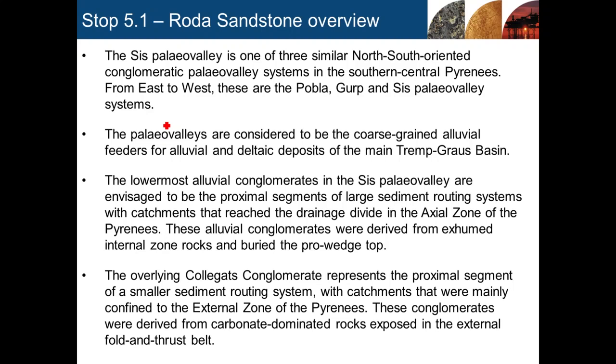Okay, there's an overlying unit, the Colligats conglomerates, which overlies the Cis conglomerate, and that has a clast composition which indicates that it was sourced from the external zone of the Pyrenees. So we're not seeing metamorphic rocks, for example. We're seeing basically reworking of some of the Cretaceous and early Tertiary rocks, giving us provenance for those conglomerates.